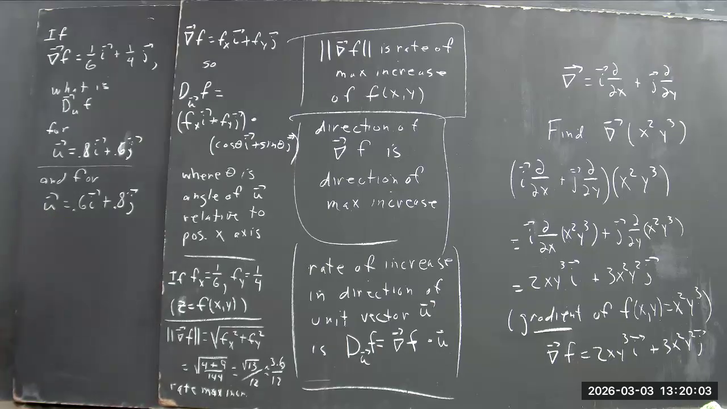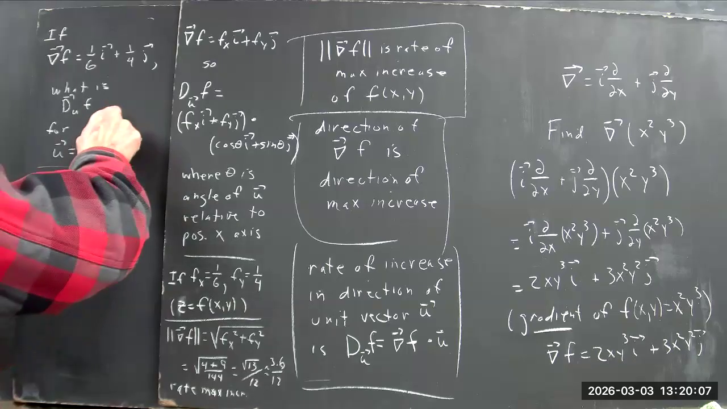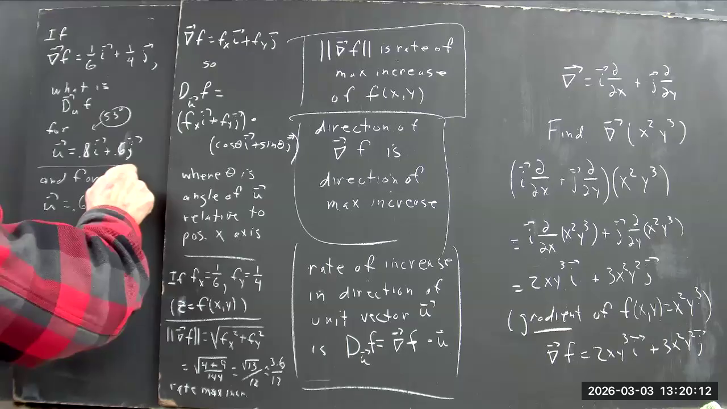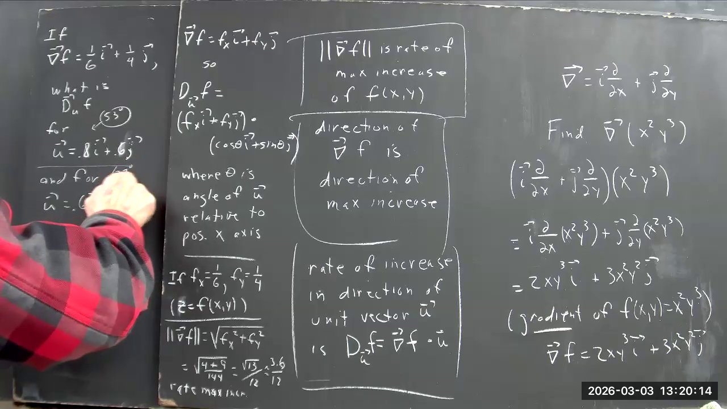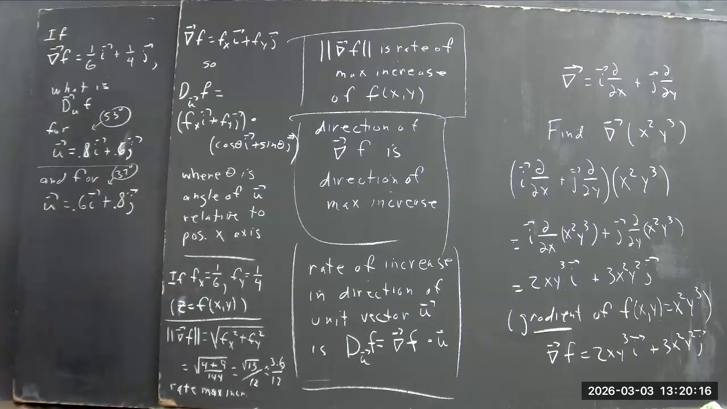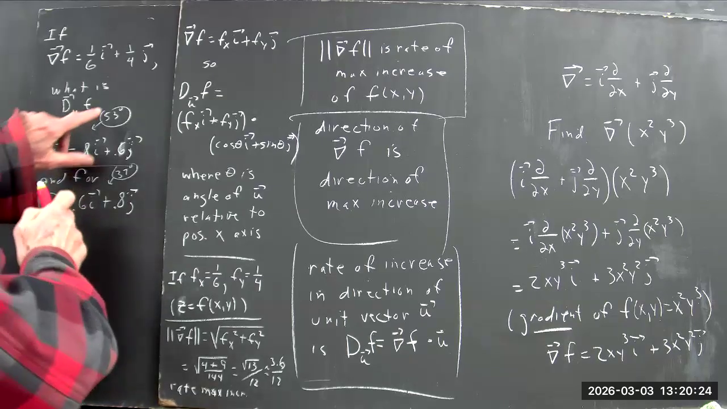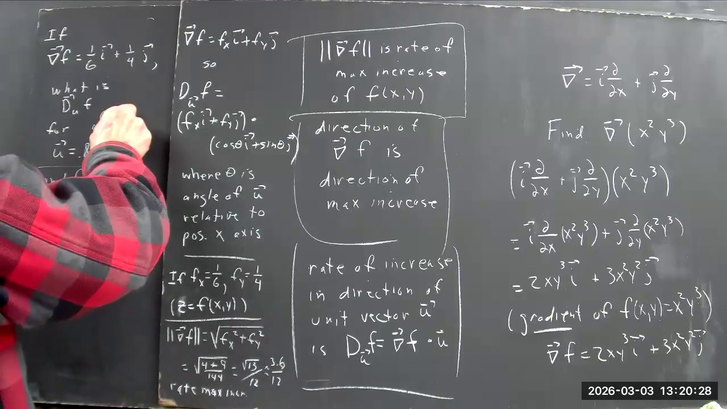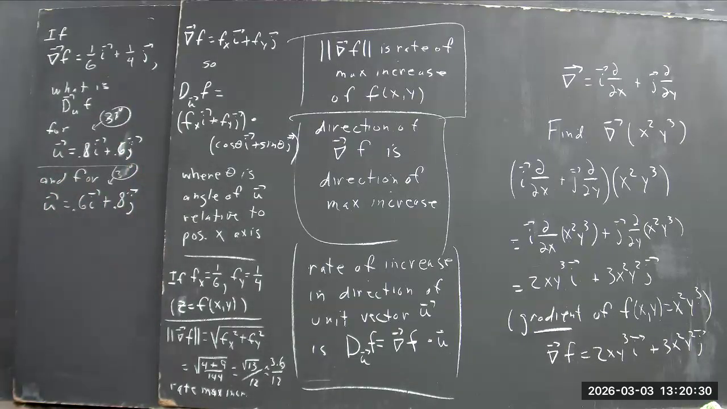And U equals 0.6i plus 0.8j. This is 53 degrees. You got more. I did it backwards. This is 37 degrees and this is 53 degrees. Yeah, back 60 years ago, people knew how to keep that straight.